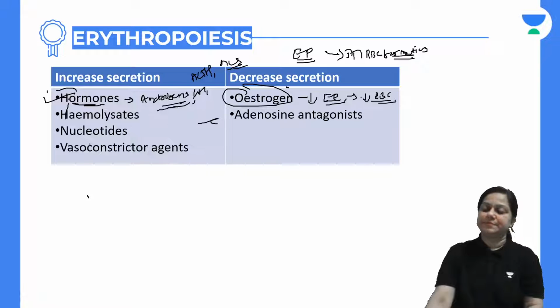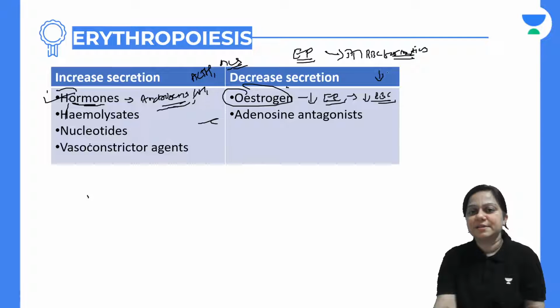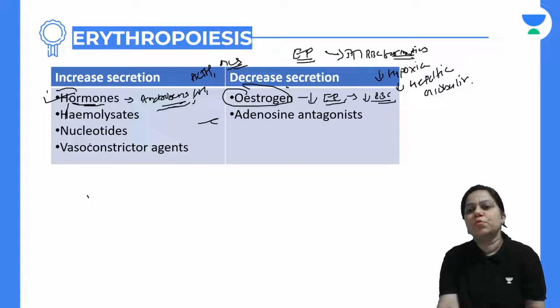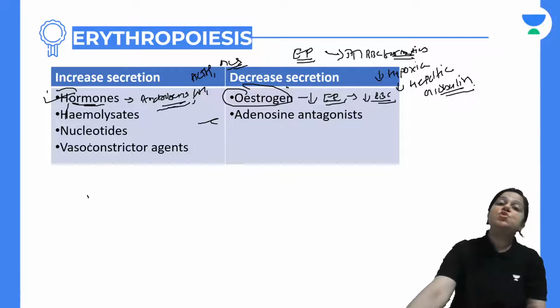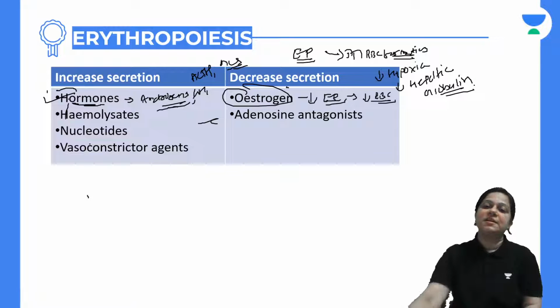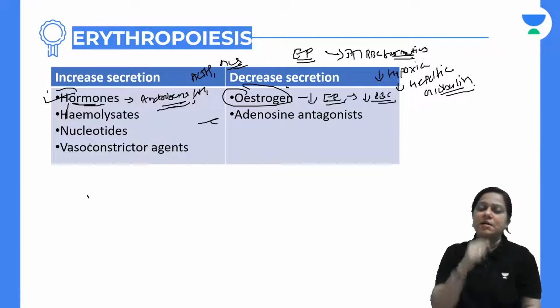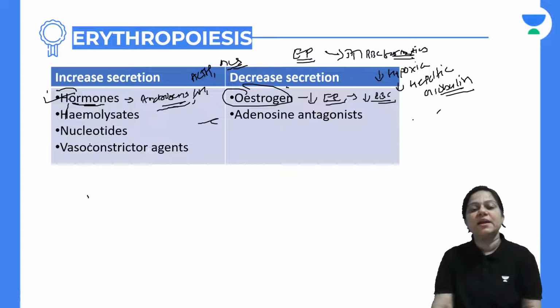How does estrogen act? Estrogen decreases the erythropoietic response to hypoxia, and it decreases the hepatic synthesis of globulin. This way, overall, it decreases RBC formation in females. That's why females have a lower count, right?